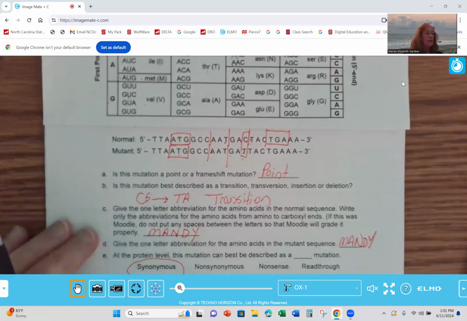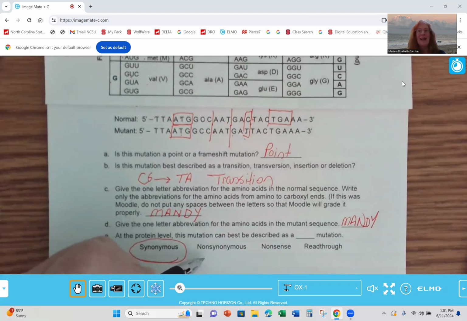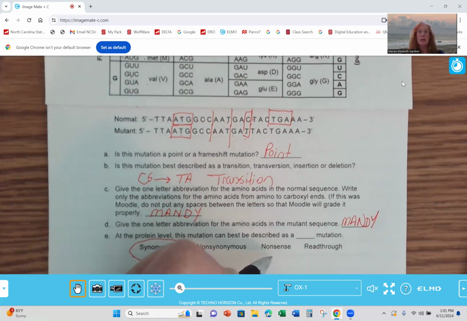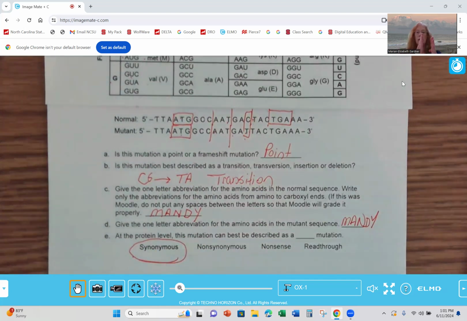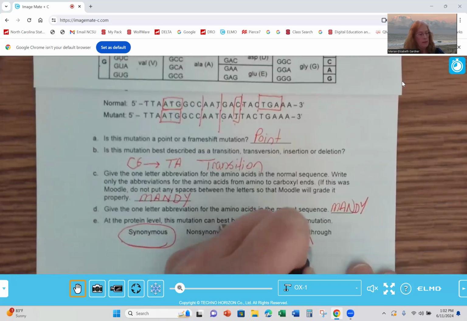And again, reviewing this vocabulary, synonymous, we change the codon but don't change the amino acid. Non-synonymous, we change the codon and it codes for a different amino acid. A nonsense, we change something that was a codon coding for an amino acid to a stop codon. This is going to result in a short protein. And then a read-through is opposite of that. We change something that coded for a stop codon into something that codes for an amino acid, so we end up with a longer protein. So a nonsense will give us a short protein, and a read-through will give us a long protein.